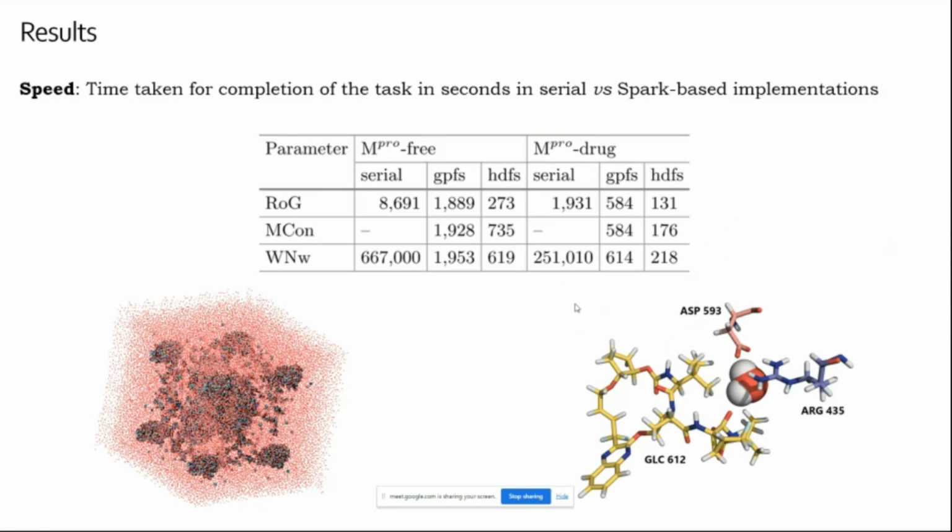All interactions need not be hydrogen bonds, but you can use the same idea that we have discussed here to solve other problems also. You can see that the speed has phenomenally improved. Against something like 8,600 seconds, we could do it in 273 seconds. For water networks, the difference is almost 1,000-fold. So that is the kind of performance benefit we were able to derive.